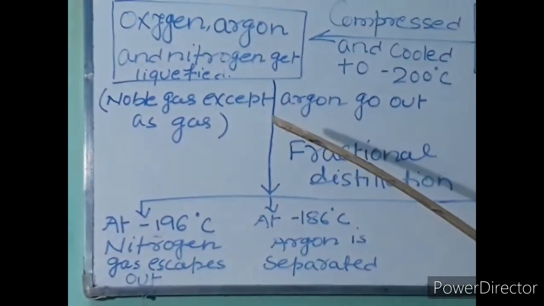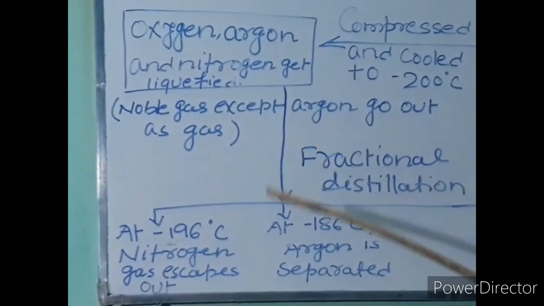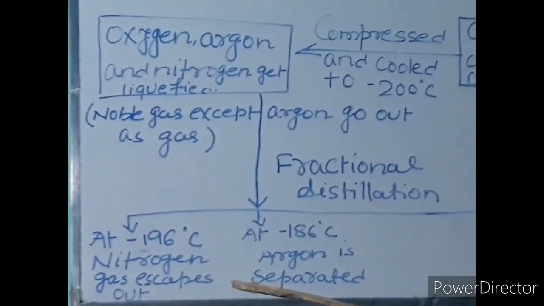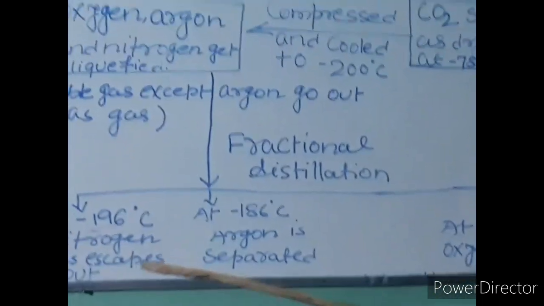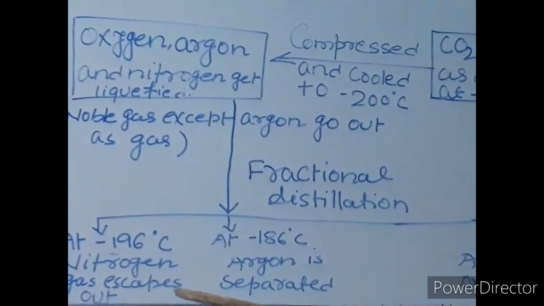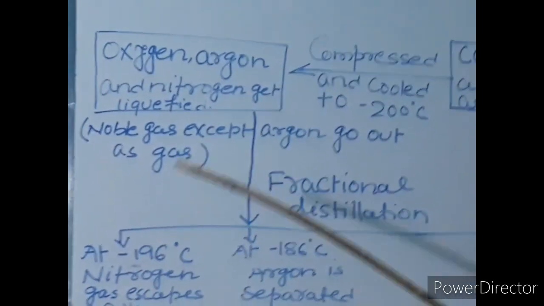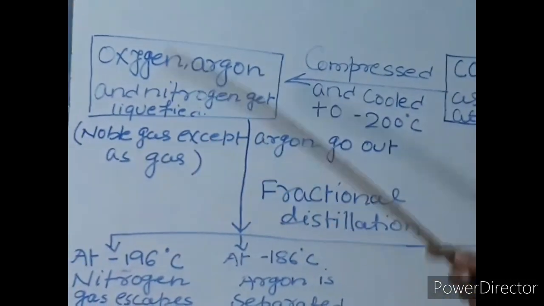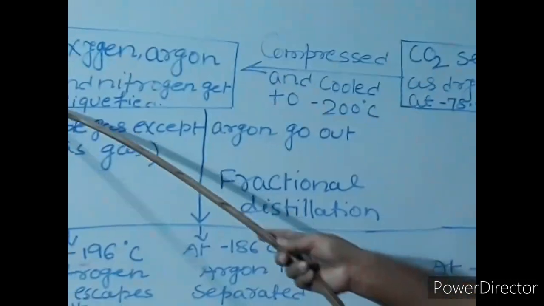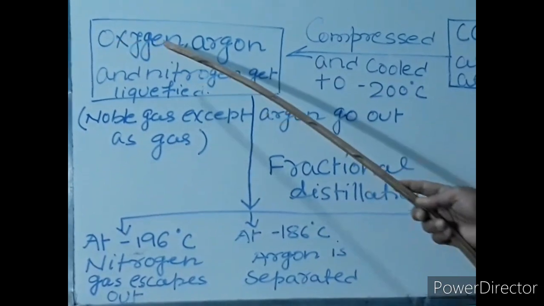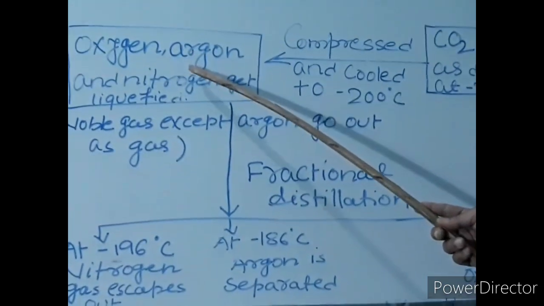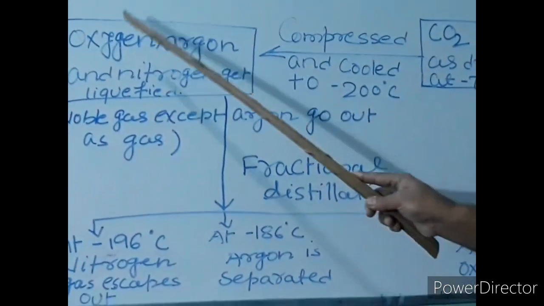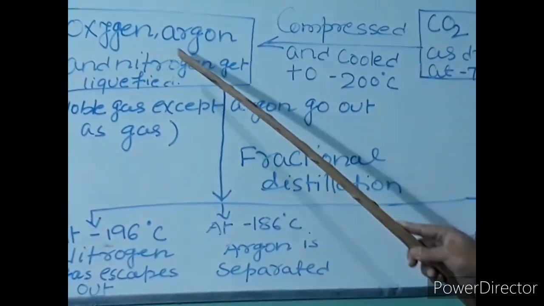All other noble gases, what are the noble gases? Helium, neon, argon, krypton, xenon and radon. So except argon, all others remain in gas form at minus 200 degrees Celsius, so that is kept out. So now we have a mixture in the form of liquid which constitutes oxygen, argon and nitrogen.